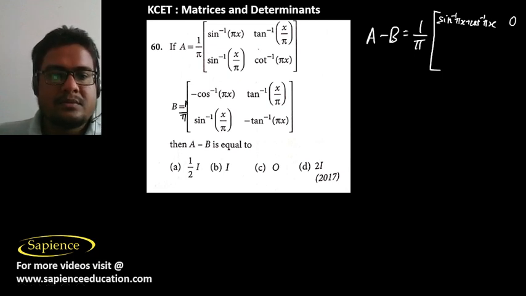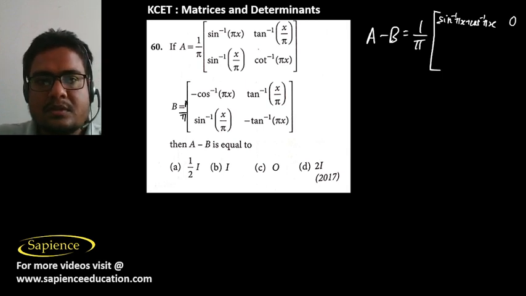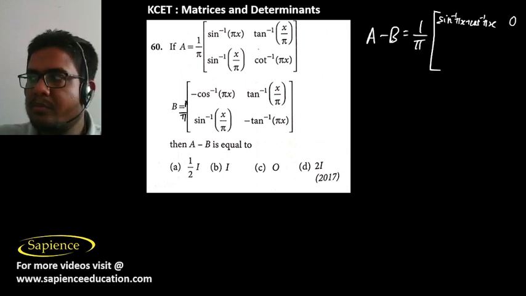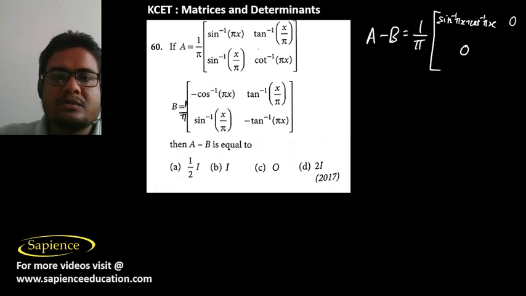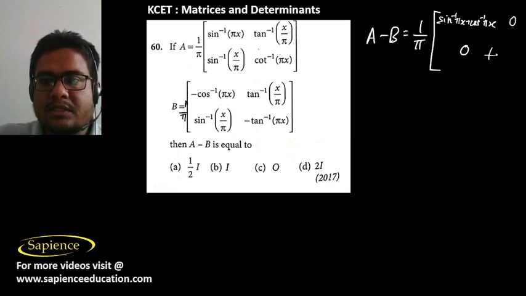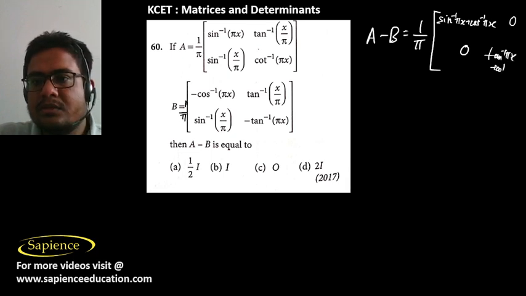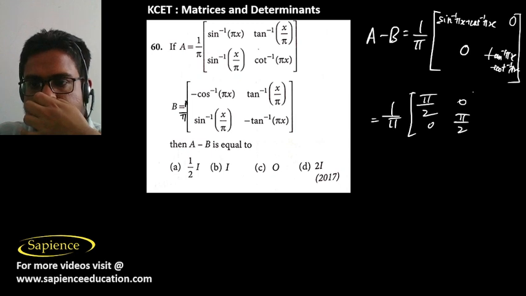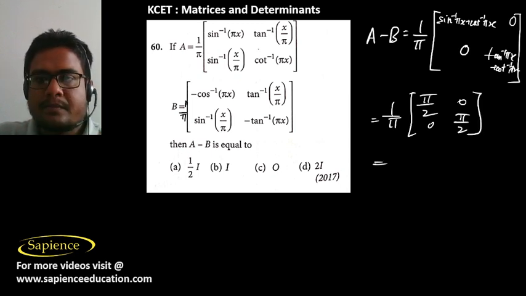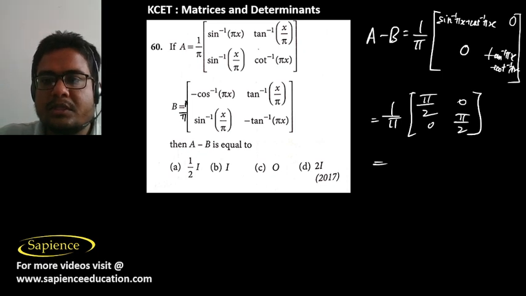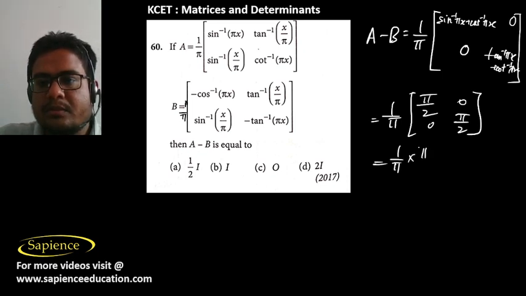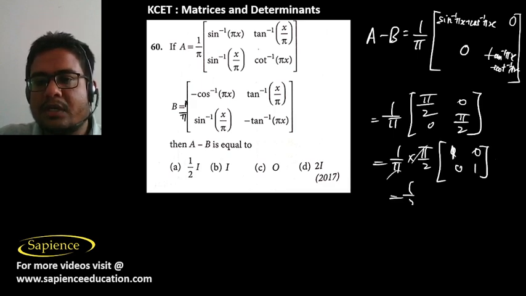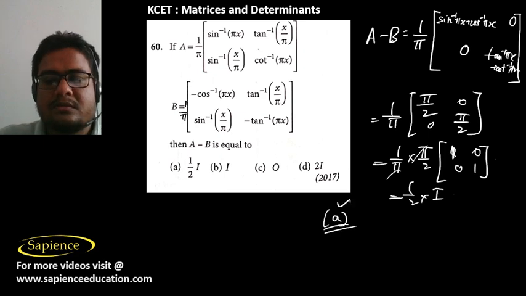So here this will be sine inverse x by pi minus sine inverse x by pi, that is 0, and cot inverse pi x minus of minus tan inverse pi x, that is tan inverse pi x plus cot inverse pi x. This will be 1 by pi into pi by 2, 0, 0, pi by 2. So pi by 2 I can take as common outside from the matrix. So this will be 1 by pi into pi by 2 into 1, 0, 0, 1, that is I. So it is half into I. So option A is the correct answer.